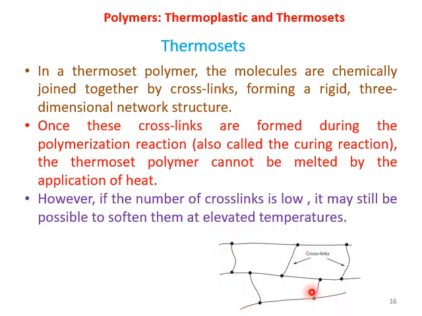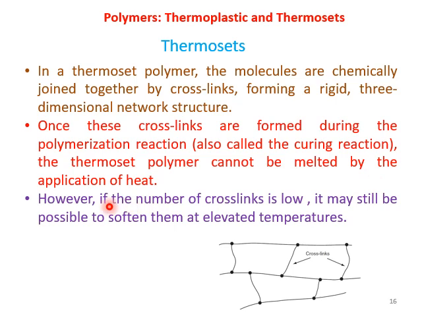Which cannot be melted, which cannot be reshaped, which cannot be recycled. So this is the peculiarity of a thermoset resin, right? So in a thermoset polymer, the molecules are chemically joined together by crosslinks, right? So these are the polymeric chains, these are the polymeric molecules, and these are joined together by means of crosslinks. Once these crosslinks are formed during the polymerization reaction, which is also known as the curing reaction, that is, the change in the state of a matrix or resin from viscous state to solid state, right?